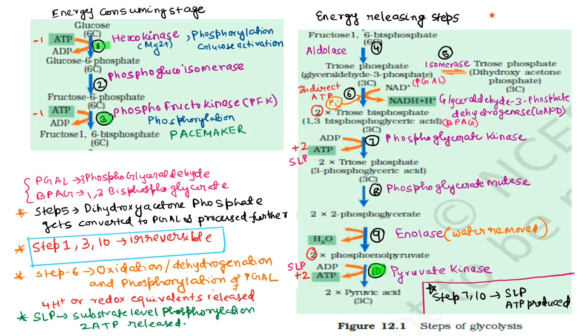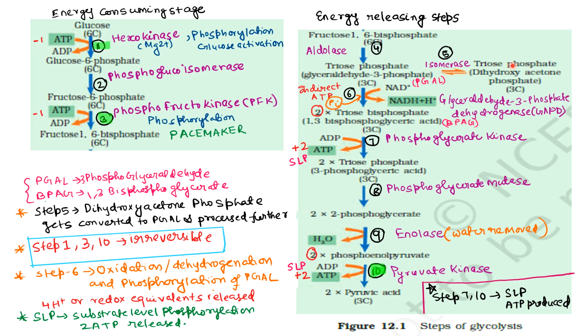Next, we have the second part in which energy or ATP is released. Okay, so one molecule of fructose 1,6-bisphosphate, which is a 6 carbon molecule, is converted into two 3 carbon molecules, that is glyceraldehyde 3-phosphate or PGAL, and DHAP or dihydroxyacetone phosphate. Okay, so these 3C compounds are interconvertible, and the enzyme responsible in this is triose isomerase.